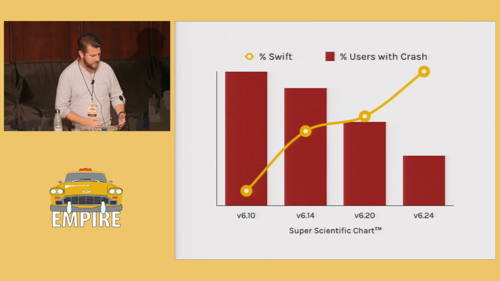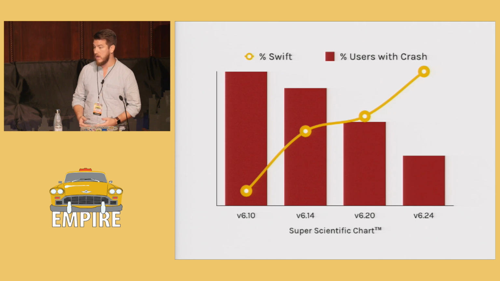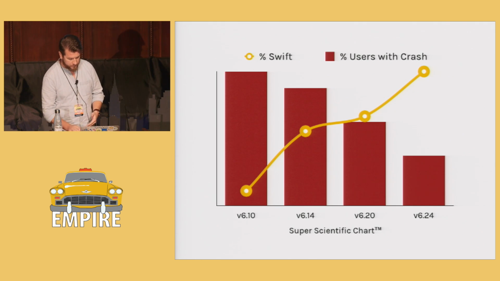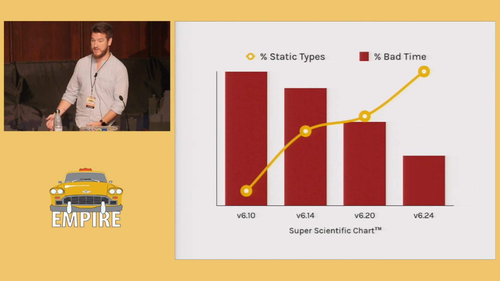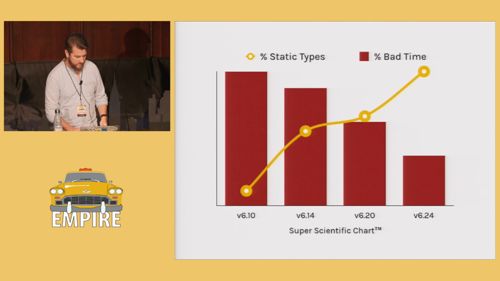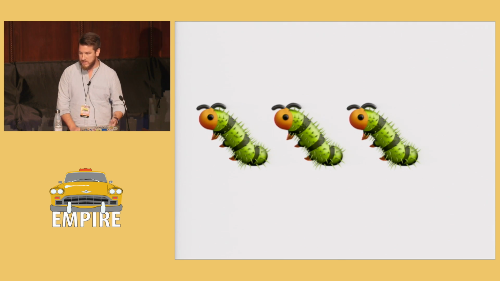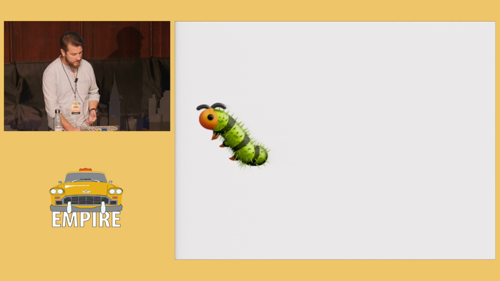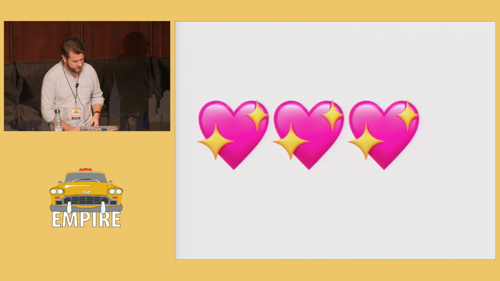And another interesting correlation that we began to see was the more Swift we introduced to the app, the further we saw our crash rate drop. The more static types we introduced, the less users had a bad time. We went from having a number of bugs that were surprising and some undefined behavior in our app to having users that started loving using the app. And they stopped leaving their 1-star reviews, and our managers and teammates became happier because of those nice reviews.